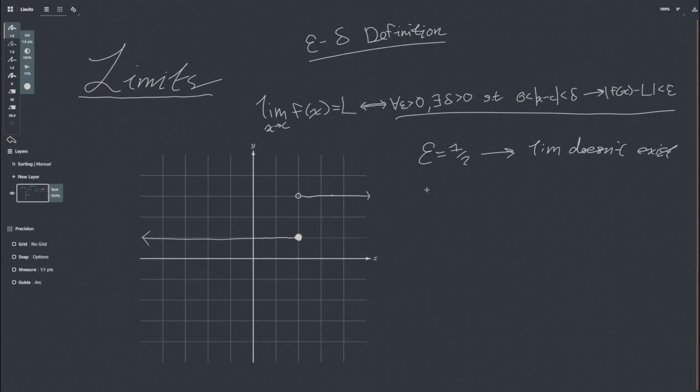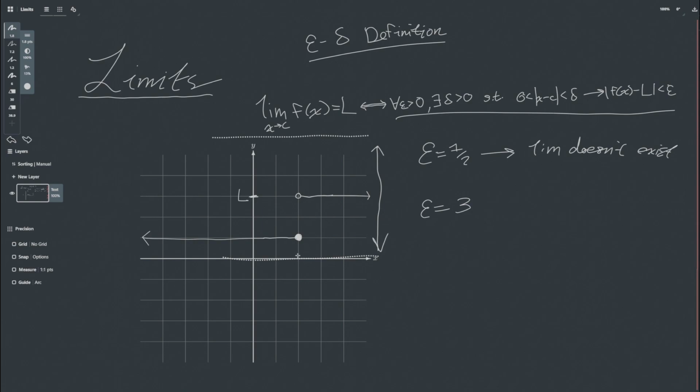Let's say, however, we started with some greater epsilon. So let's say epsilon equals 3. And we're trying to see if the limit exists again at this point right here, L. So since epsilon equals 3, our range of y values is going to be 3 units on this side of L and 3 units on this side of L. So we'll get something kind of like this whole range of values right here.